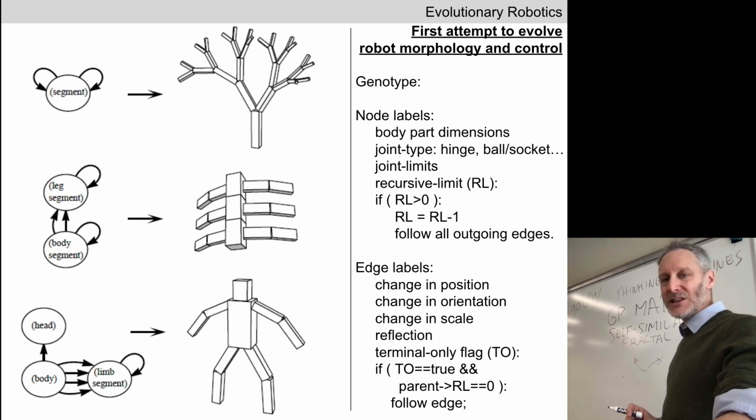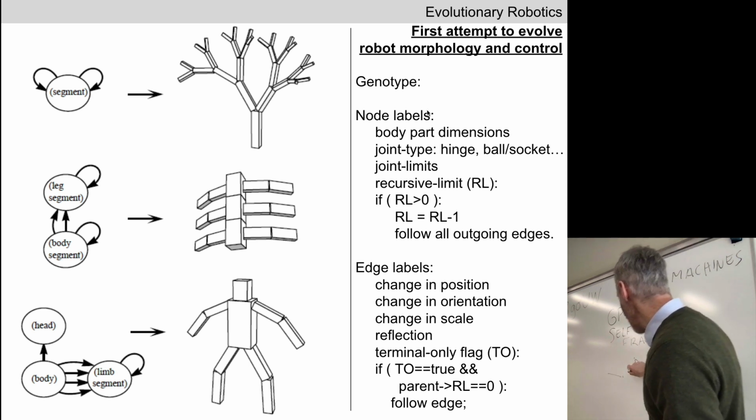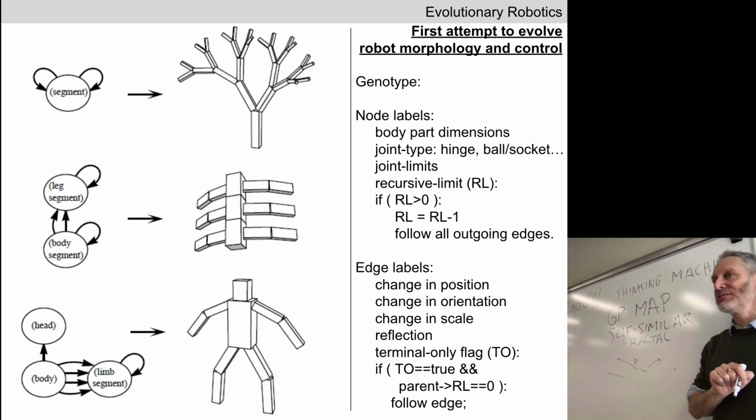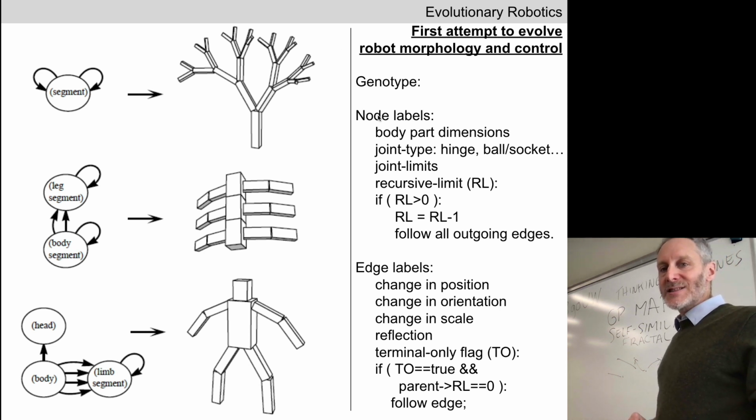In these particular genotypes, in these particular graphs, they are labeled. Every node and every edge has a bunch of numbers associated with it. That's the blueprint. That's the information. Okay. Let's have a look at some of the labels, some of the numbers that are attached to each and every node in the graph.